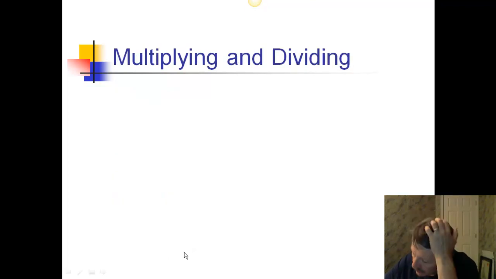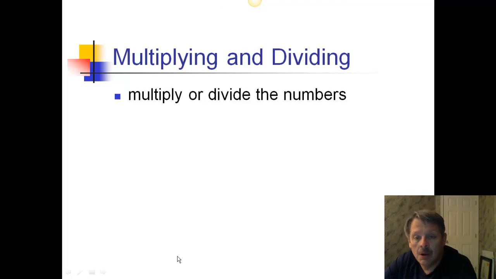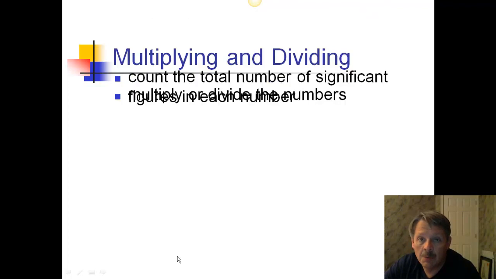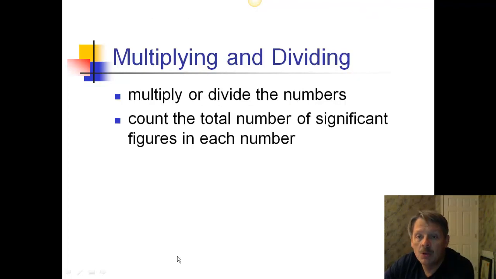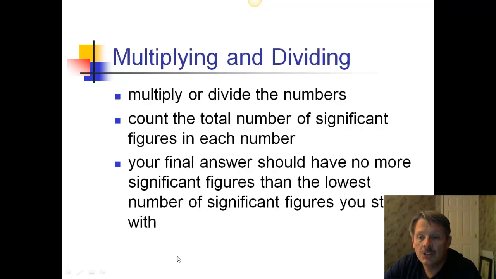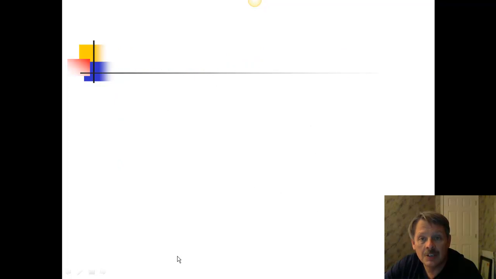All right. So how do we use sig figs when we're trying to multiply and divide? This is the easy one. What we do is we take the 2 numbers, we multiply or divide them, or the 3 or the 4, however many numbers you have. We count the total number of significant digits in each number. And whichever one is smallest, that's what limits us on our final answer. So our final answer should have no more sig figs than the lowest number of sig figs you started with. So let's do some examples. That's the easiest way to do that.